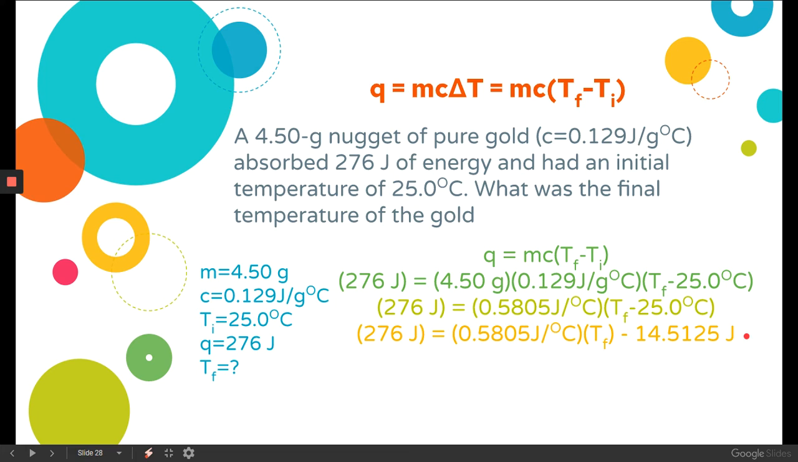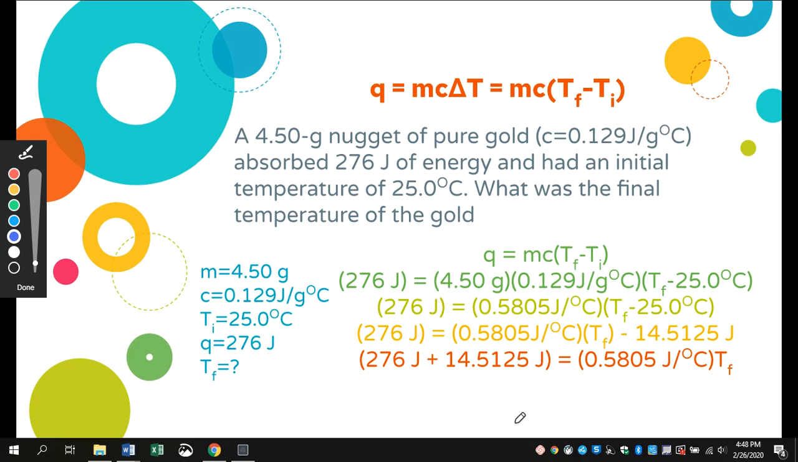So we're getting closer, but I still need to get my final temperature by itself. So the easiest thing to do, we are going to add 14.5125 to both sides. So that leaves us with this addition problem on the left, but we still have this number. So I want to get my final temperature by itself. So to get my final temperature, I'm going to divide both sides by this 0.5805.